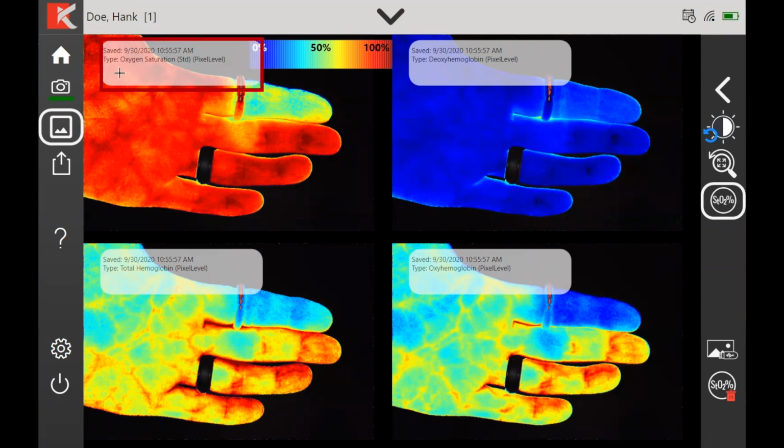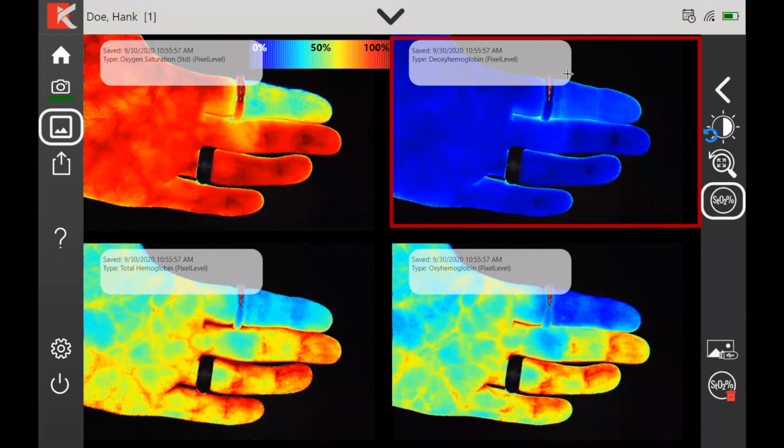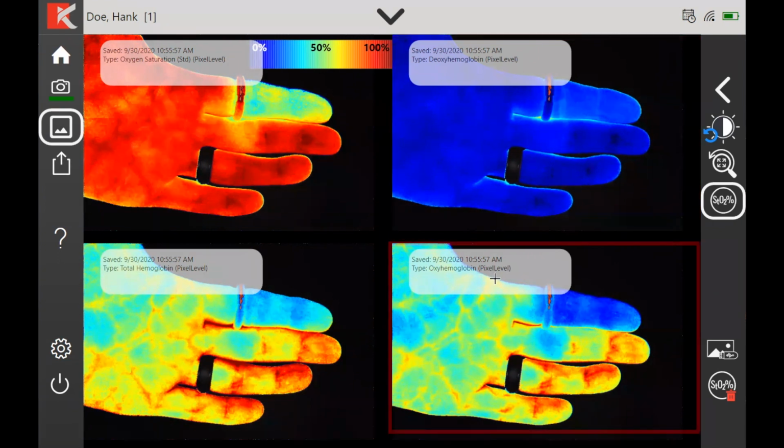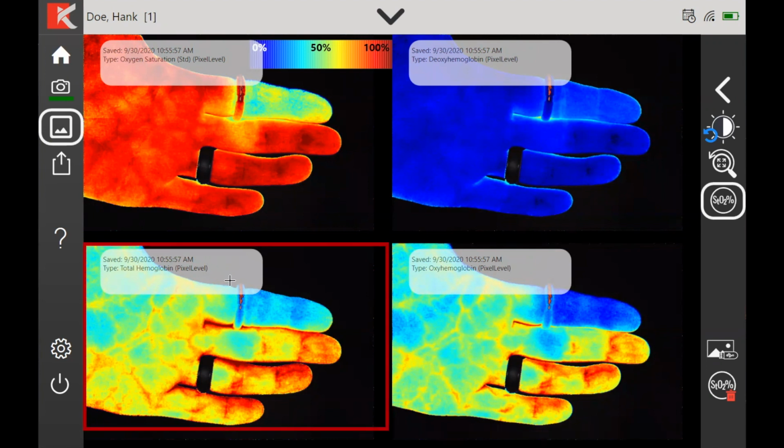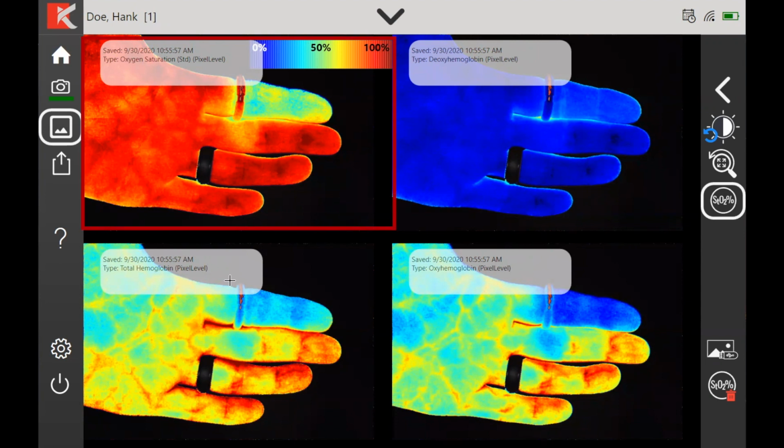You'll notice that each image has a type on the top left. Oxygen saturation image, which is the same as what you were just looking at on the main screen. To the right, we have our deoxyhemoglobin image. Below that, we have an oxygenated hemoglobin image. And to the left, we have a total hemoglobin image.